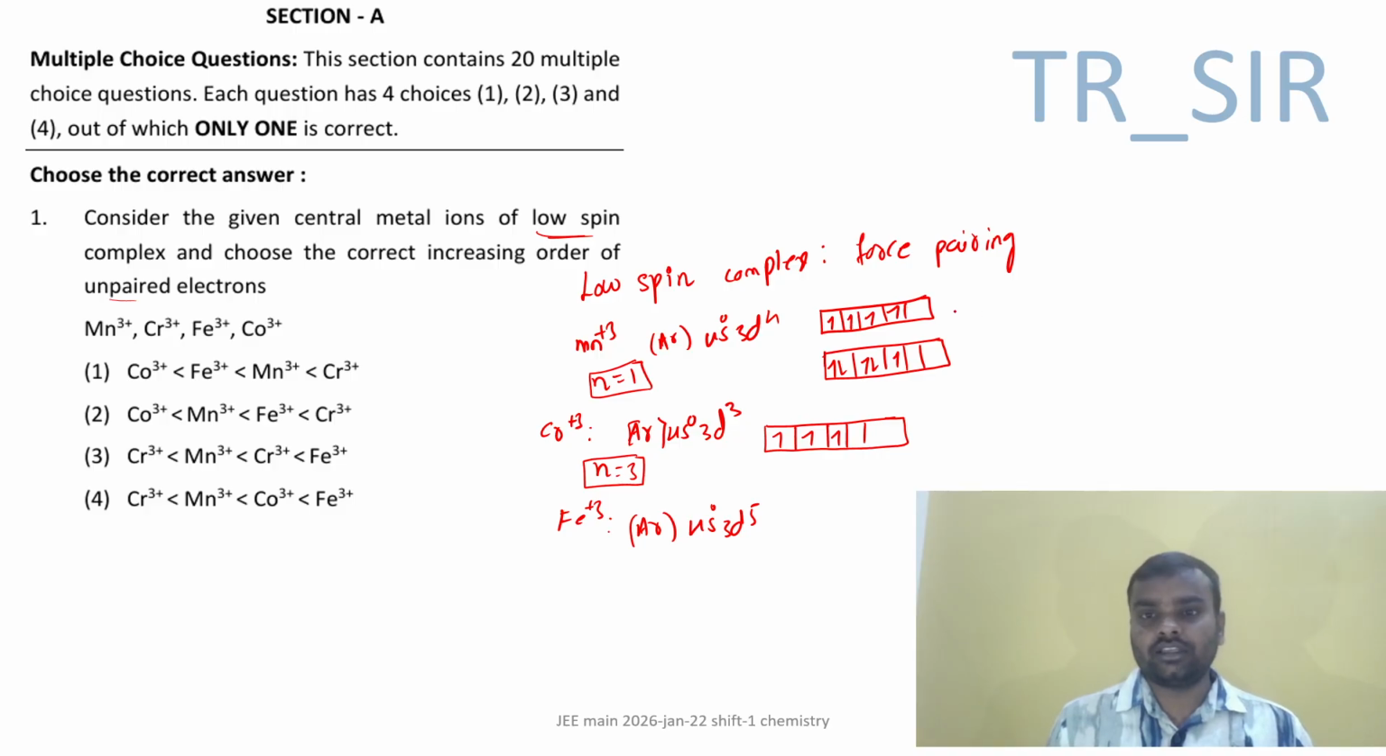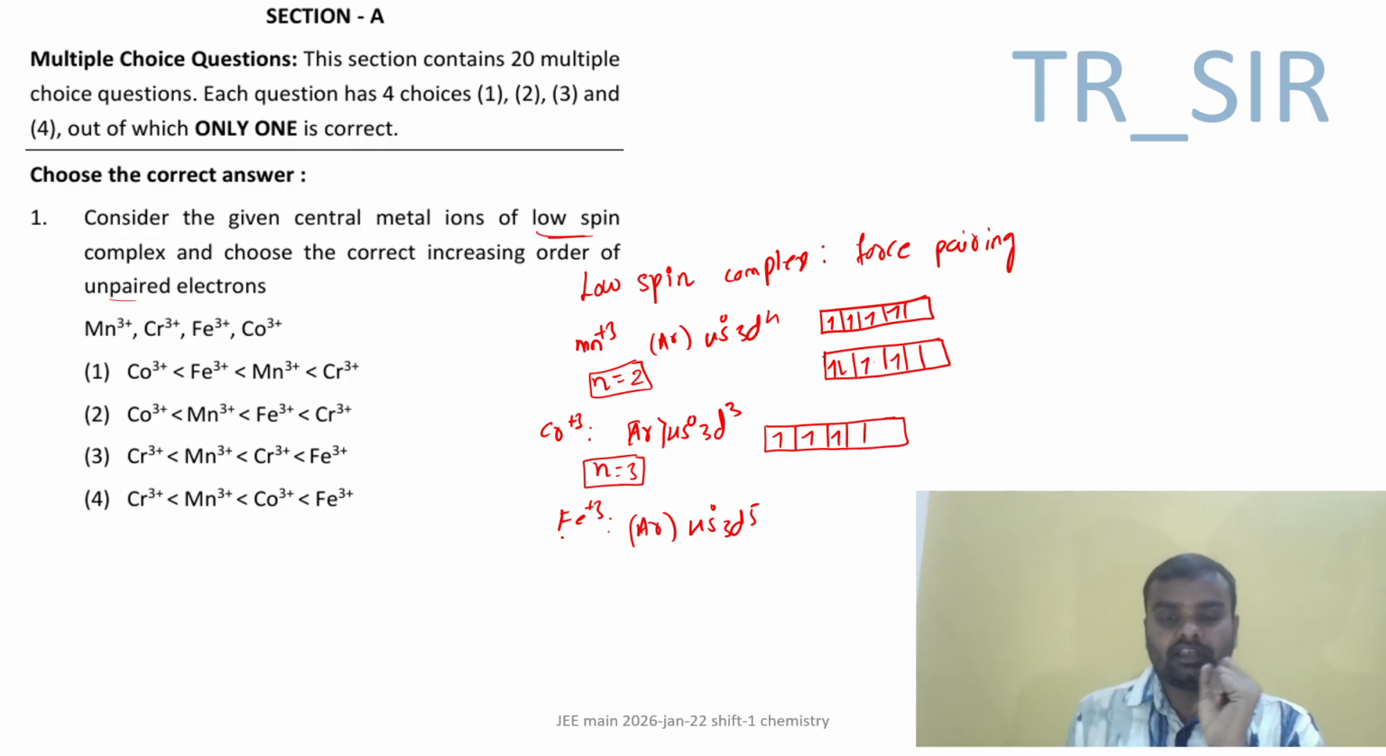If you do force pairing here, you will be getting like this, right? Let us do something here. Yes, we'll be having like this. Only one electron will be unpaired. So here n is equal to, not 1, but n is equal to 2 for manganese. And here n is equal to 3 for chromium.